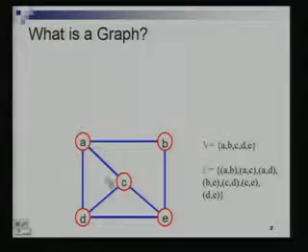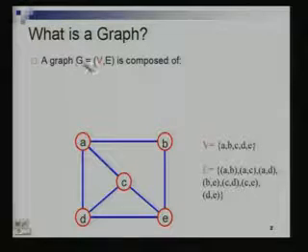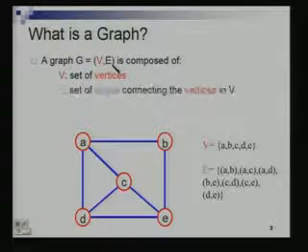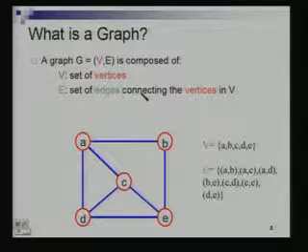So pictorially, this is what a graph is, and these are the terms we are going to have. A graph is always represented by a two-tuple, V and E typically. V is what we will call the set of vertices, and E we will call the set of edges. So a set of vertices and a set of edges together specify a graph.